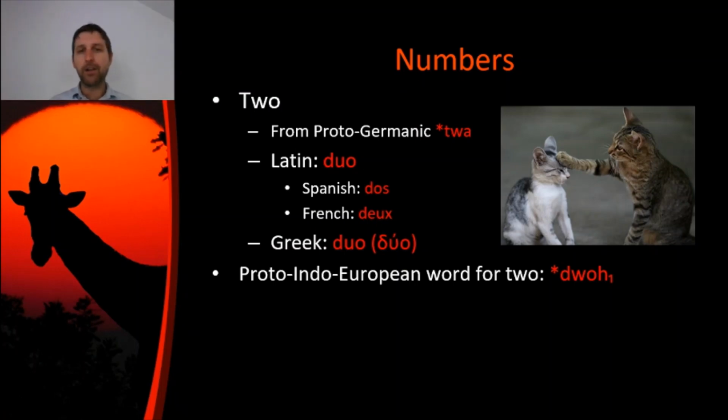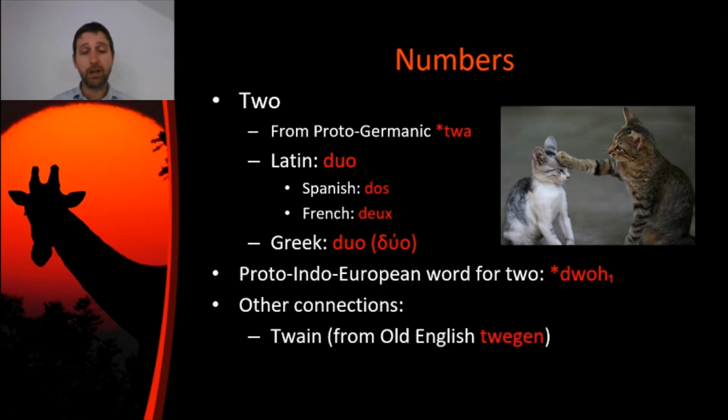There are some other connections in various languages to the word for 2 that it might be worth talking about. One of them is Twain, like the name Mark Twain, which, as you probably know, the famous American author, was not his real name. That was a pen name. That word Twain, which was originally just a word and not a name, comes from twegen. That's how you would have pronounced that in Old English, twegen. The G would have been kind of like a Y sound, which comes from this word for 2.